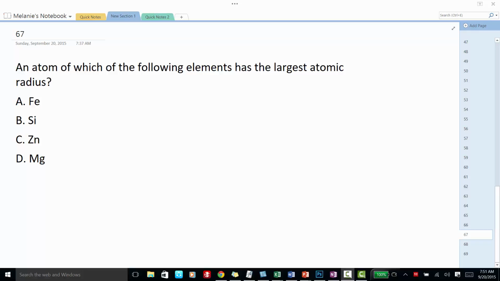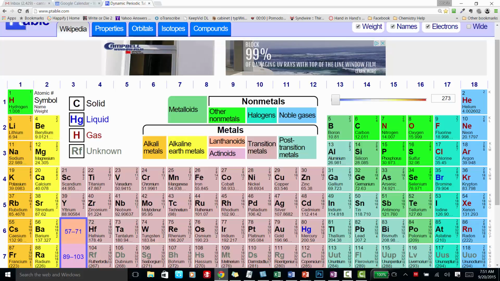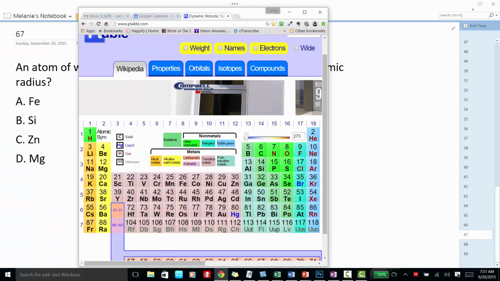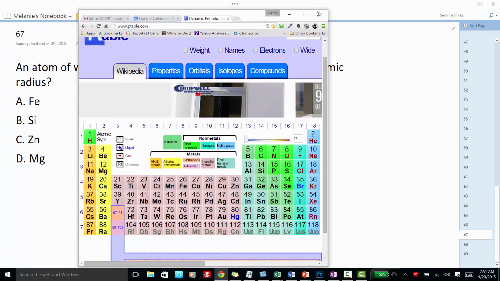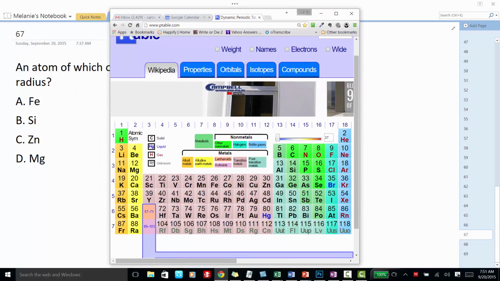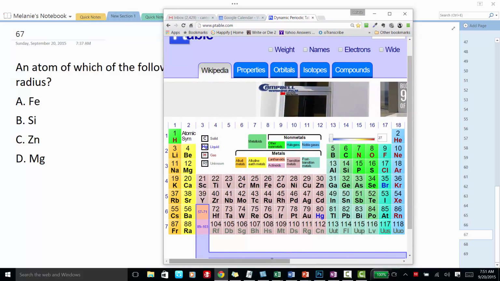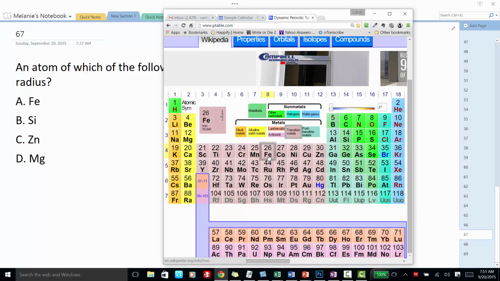Today's question is, an atom of which of the following elements has the largest atomic radius? So we have iron, silicon, zinc, and magnesium. So let's look at our periodic table. I'm going to try to make it smaller so that I can see both on the same screen. Iron is here. Silicon is here. Zinc is here, and magnesium is there.